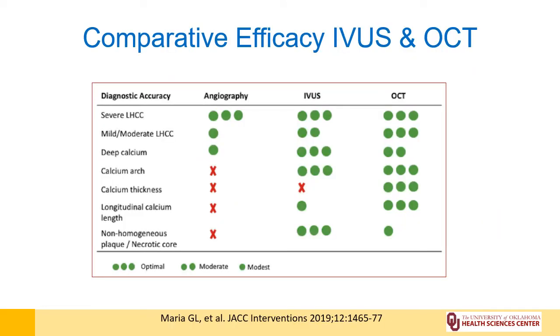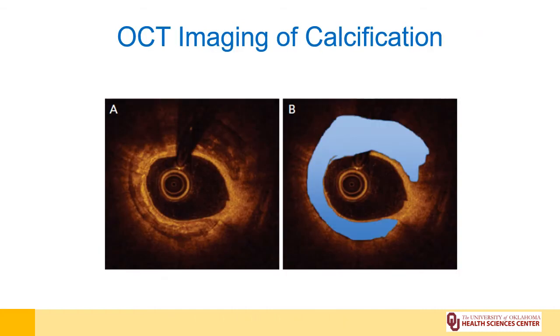You can see the relative efficacy of these imaging technologies. While severe calcification can be determined either by angiography or intravascular imaging, the thickness of calcium, the longitudinal calcium length, or whether the calcium is deep or superficial is much better appreciated with intravascular imaging. Here you can see the concentric nature of calcification, how this image shows that around 12 o'clock to 3 o'clock there is very thick calcium in this particular lesion.